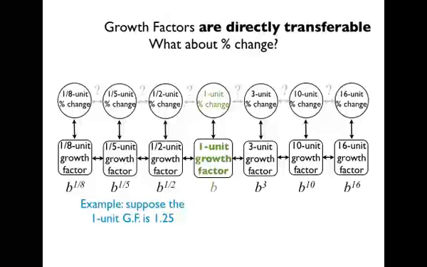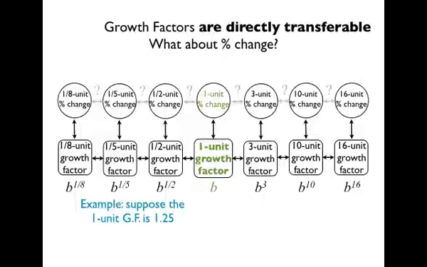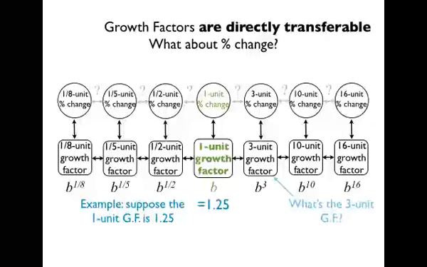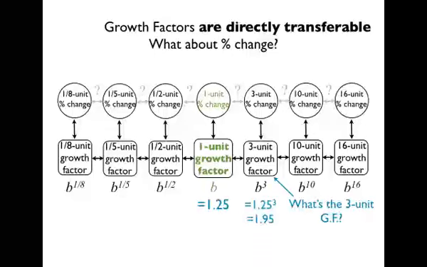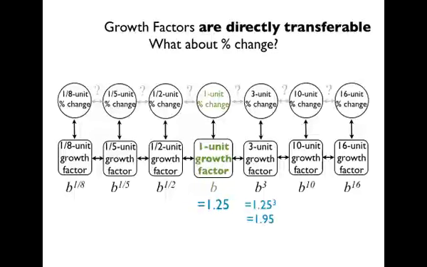Let's do an example. Suppose the 1 unit growth factor is 1.25. So what's the 3 unit growth factor if the 1 unit is 1.25? Hopefully an easy question. 1.25 cubed, which turns out to be 1.95. Okay? So what's the percent change for the 1 unit growth factor? For 1 unit change, 25, that's a nice easy one, 25%.